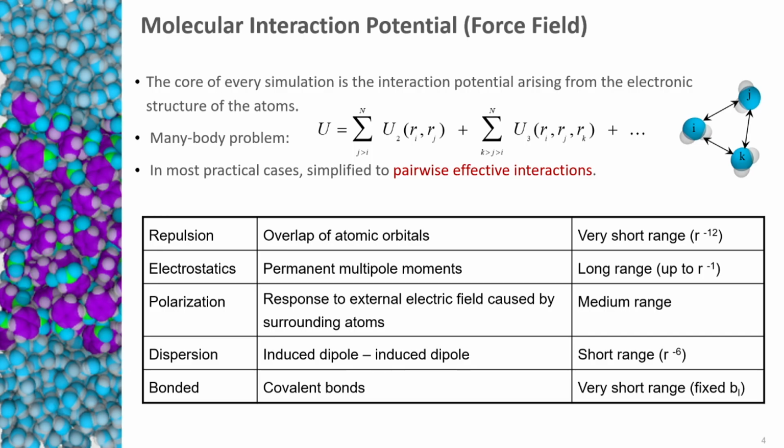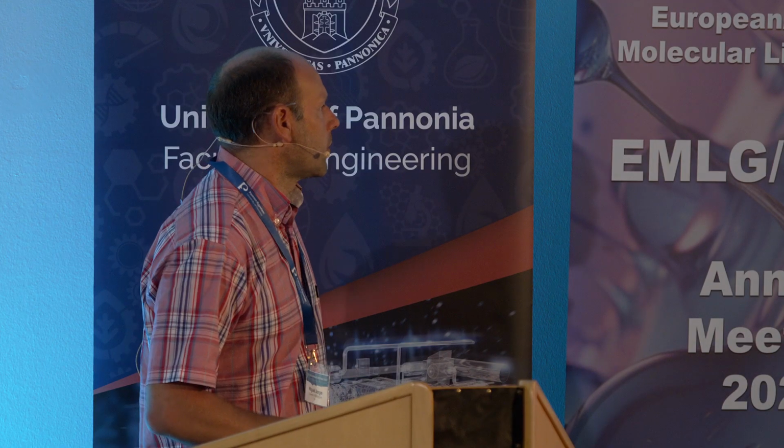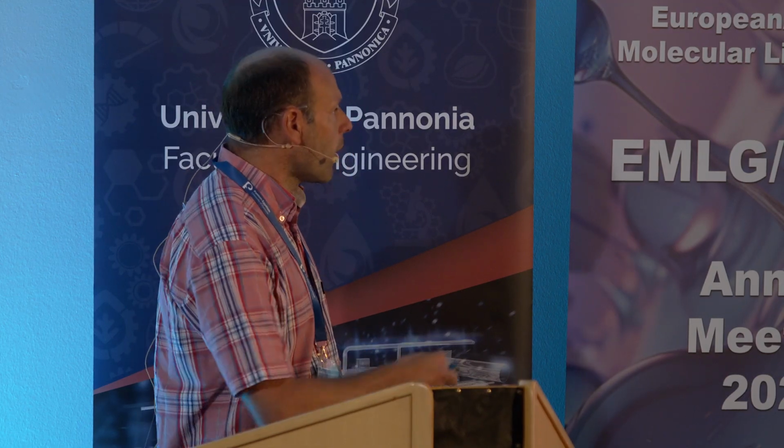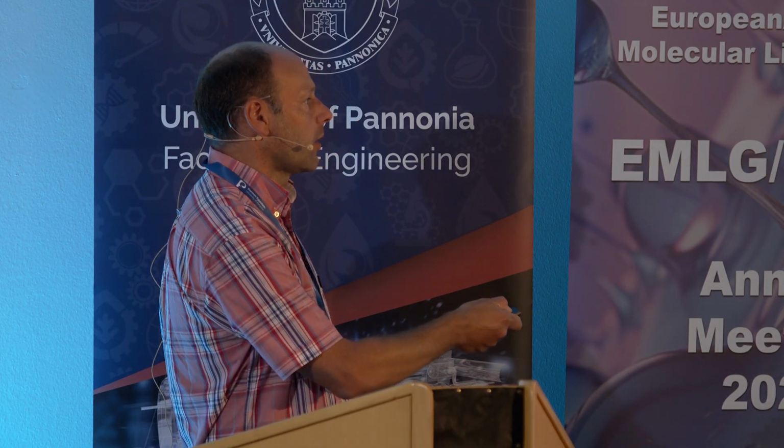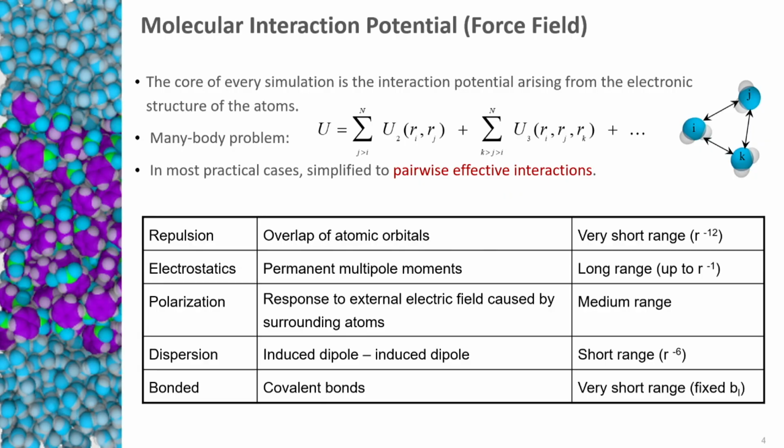There are 3-body models out there. They're quite rare, but they exist. By and large, people use 2-body models to solve these equations. So we render everything into a pairwise effective interaction.